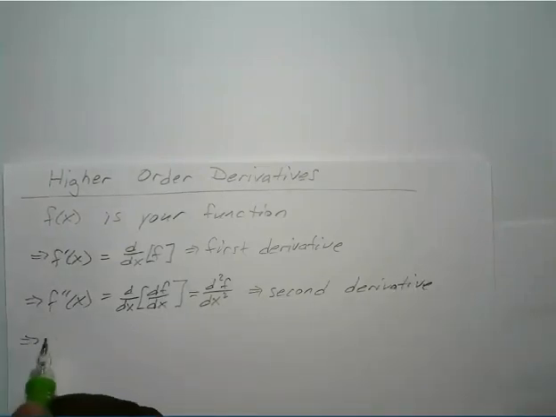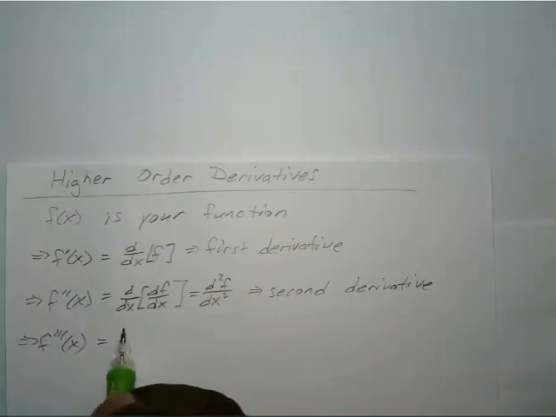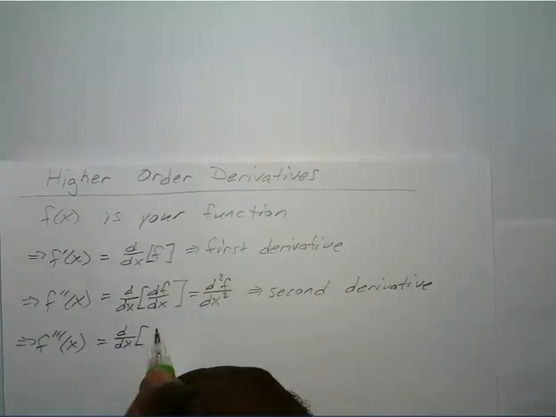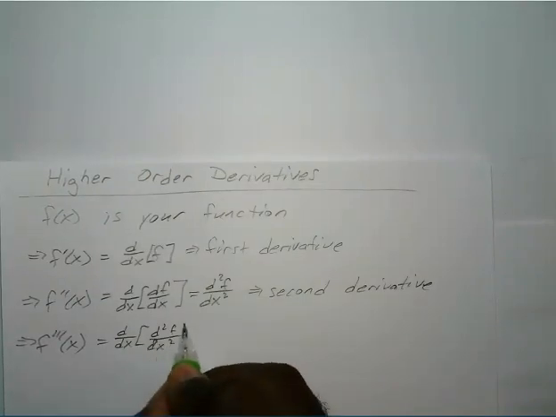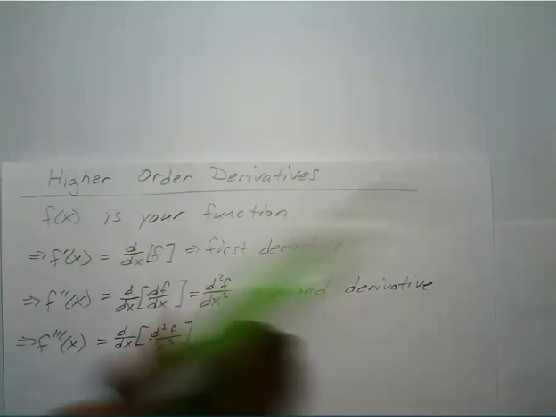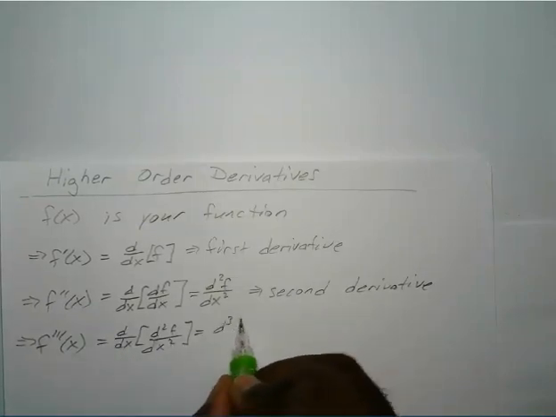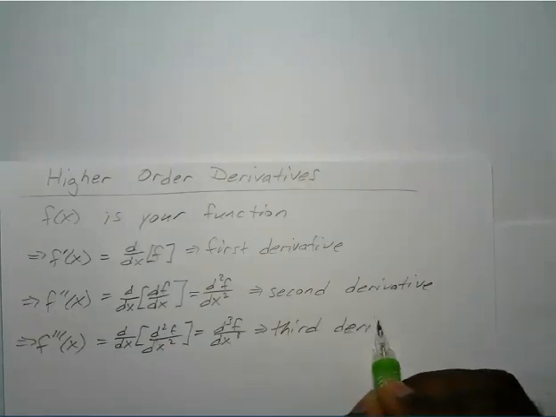Now your third derivative will have the three hash marks, which is the derivative of your second derivative. So the derivative of your second derivative is your third derivative.